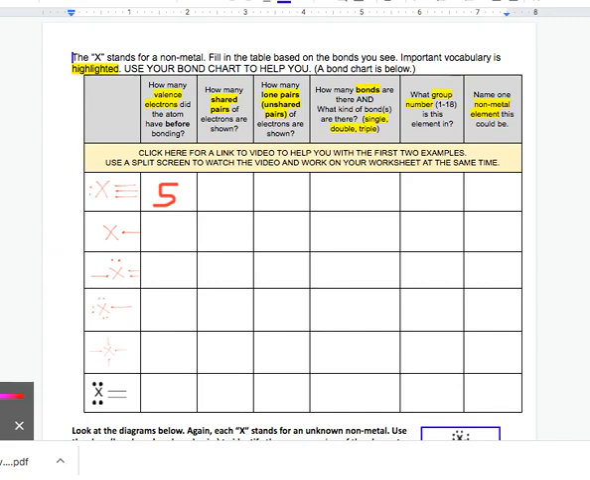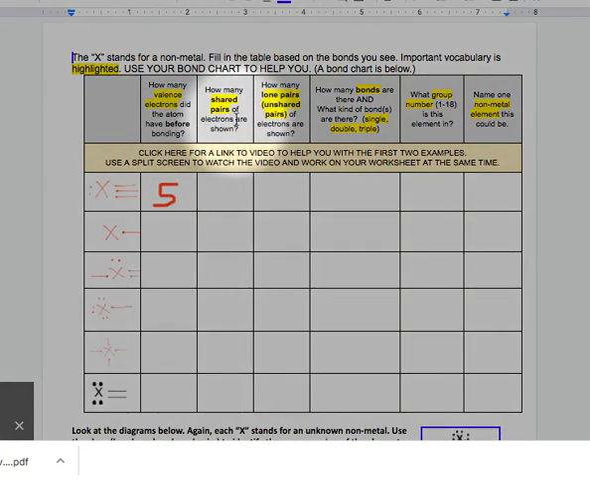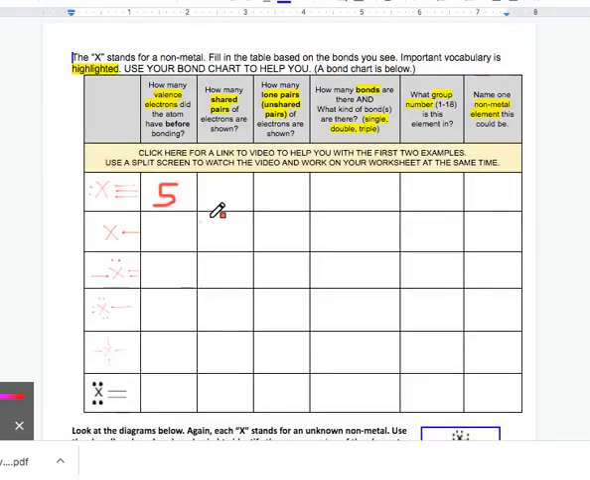And now the next question says, how many shared pairs of electrons are shown? So remember, shared pairs are going to be the ones reaching out. The sharing is reaching out to the next atom. So not these over here, but these that are being shared. And now we're counting pairs. 1 pair of shoes is 2 shoes. Here the bond represents 2 electrons being shared. 1 pair, 2 pairs, 3 pairs. So there are 3 bonds, which means 3 shared pairs.